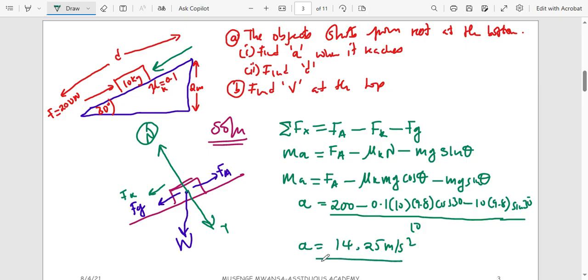So imagine after calculating the acceleration you found a negative number. That would mean that the force that we are applying isn't big enough to push the object upwards. Instead, the object is going to be moving downwards. Okay, so that's the acceleration.